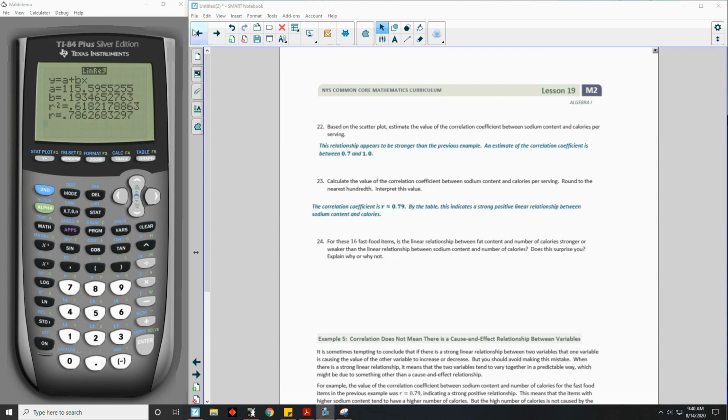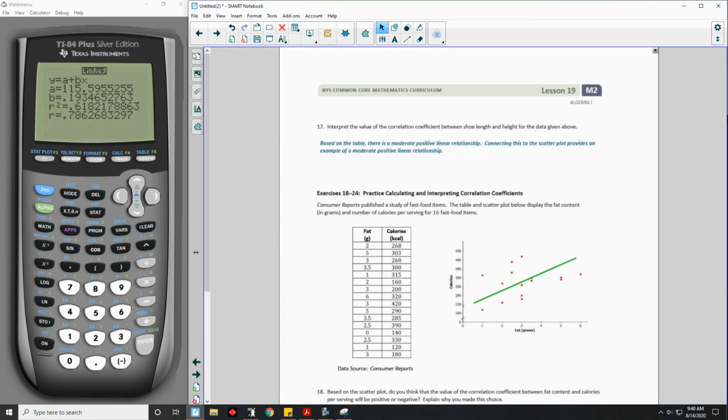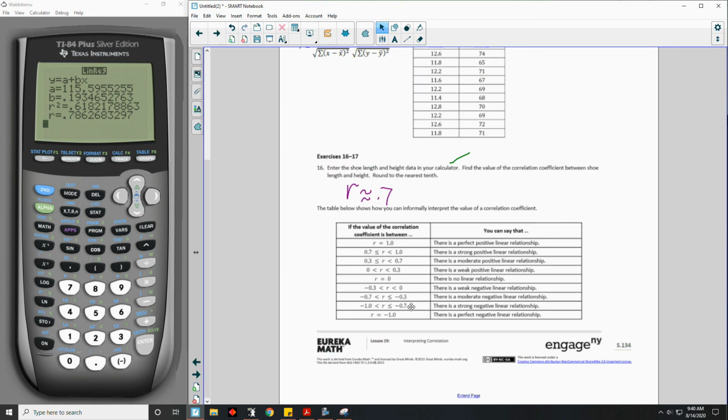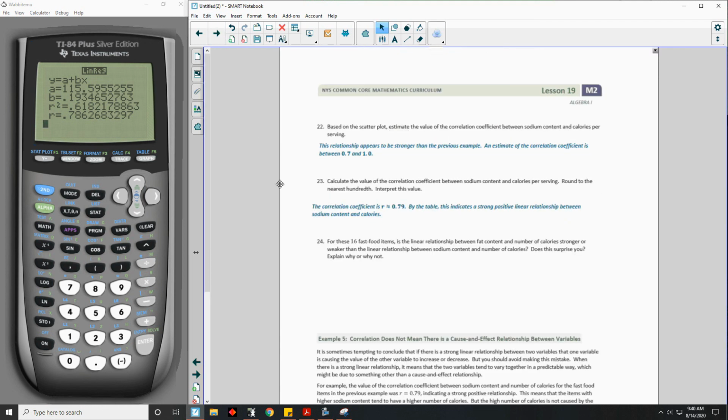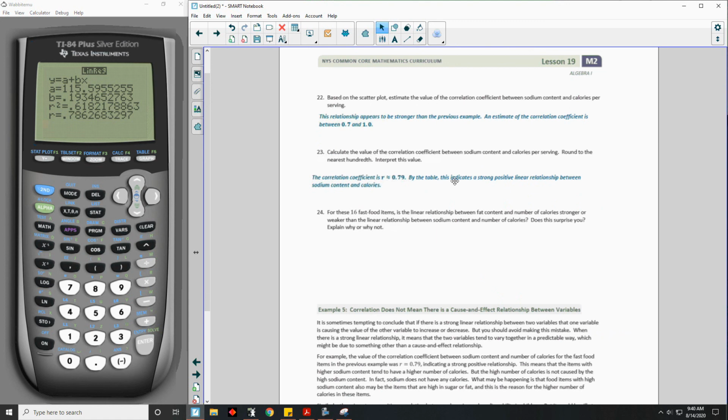Let's go back a couple pages. 0.79 is between 0.7 and 1. So that is a strong positive linear relationship. Just showing where that came from. By the table, this indicates a strong positive linear relationship between sodium content and calories.